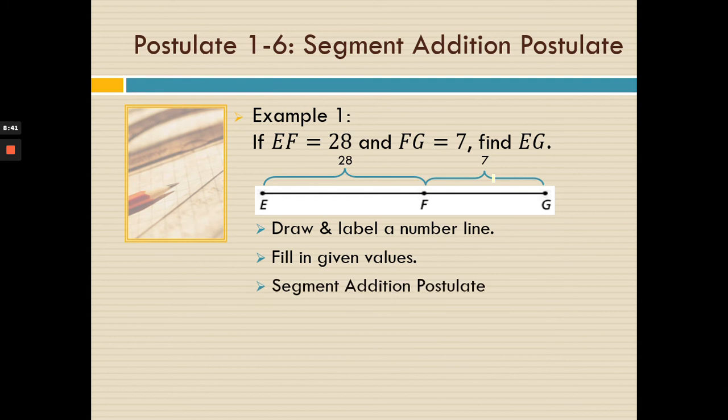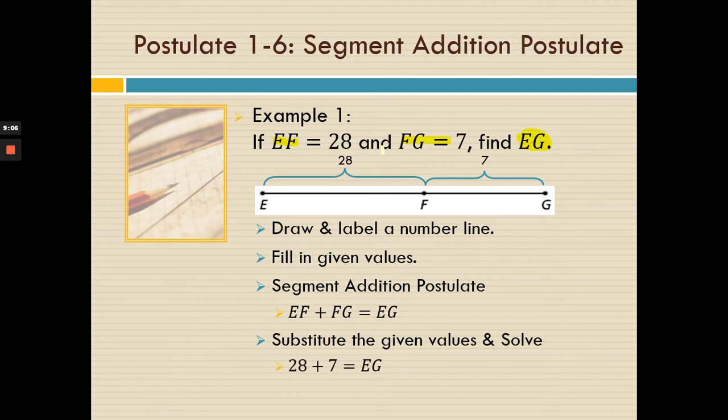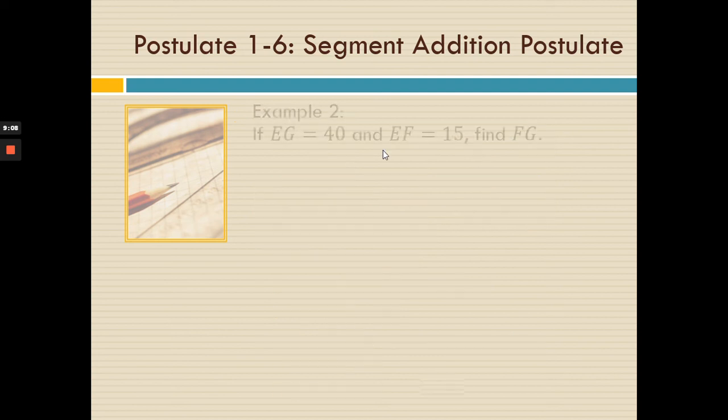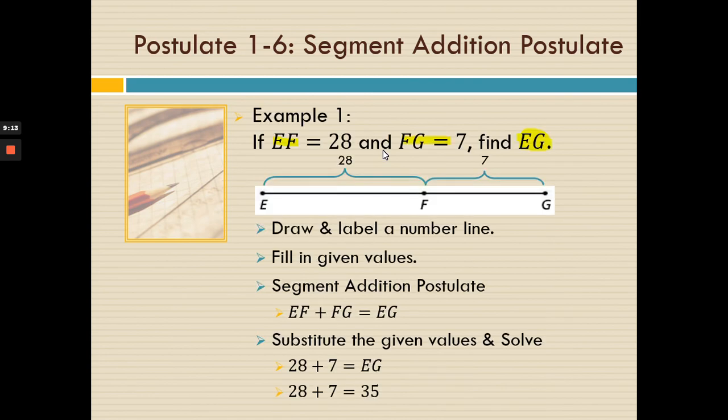The segment addition postulate tells us that if we are trying to find EG, remember that's what the question is asking for, we know that if we add EF plus FG, that'll give us the whole thing all together, EG. So we're going to plug in those values. 28 plus 7, and that gives us that EG equals 35. EG equals 35.